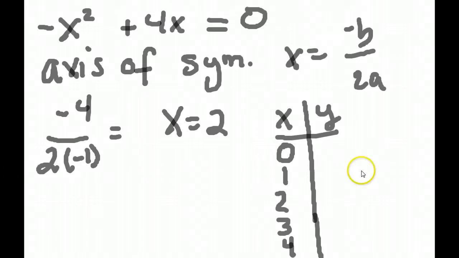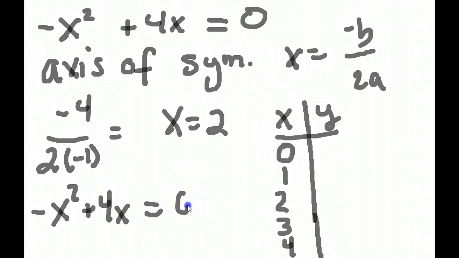So then we take these numbers and we plug them into our original equation, negative x squared plus 4x equals 0. So we have 0 squared is 0 times that negative is 0 plus 4 times 0 is 0. So we have 0. Now we put in a 1. So we have 1 squared is 1 times a negative. So we have negative 1 minus 4. Negative 1 minus 4 is negative 5.